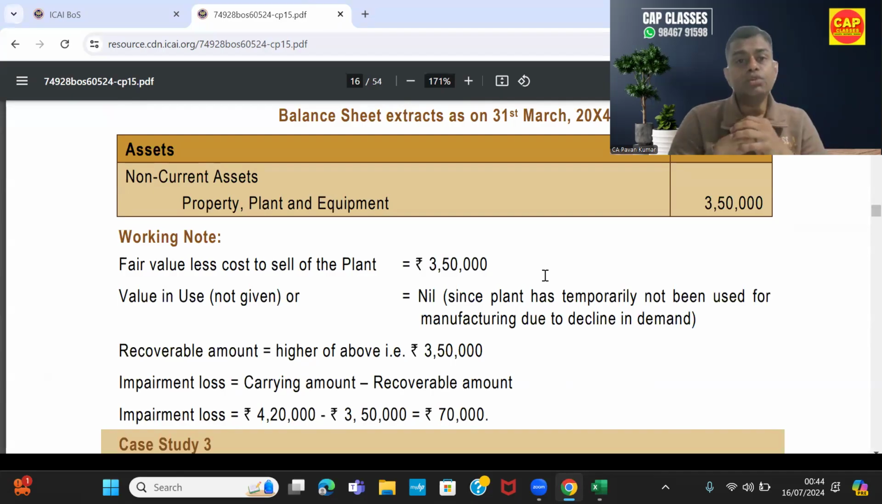So this is about case study 2. So all the questions in chapter 15 are like this. You understand? So any doubts before we move forward?